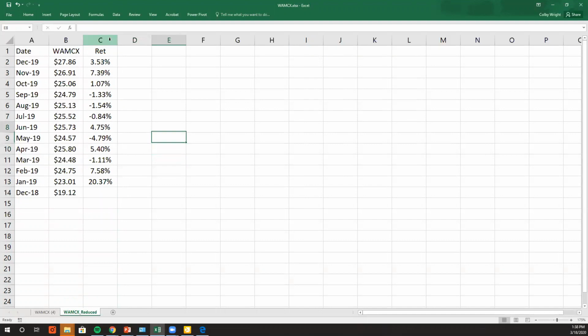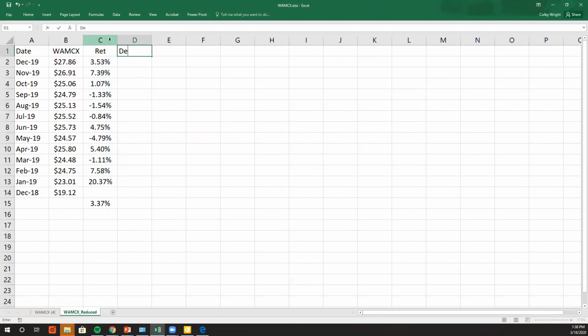Then we could calculate the standard deviation by finding the deviation. By the way, there's a shorter way to do this. So first thing we want to do is get the average. I'm going to get the average just using the Excel formula. So there's the average, 3.37%.